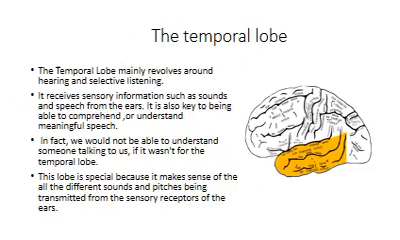The temporal lobe. The temporal lobe mainly revolves around hearing and selective listening. It receives sensory information such as sounds and speech from the ears. It is also key to be able to comprehend or understand meaningful speech. In fact, we would not be able to understand someone talking to us if it wasn't for the temporal lobe. This lobe is special because it makes sense of all the different sounds and pitches being transmitted from the sensory receptors of the ears.